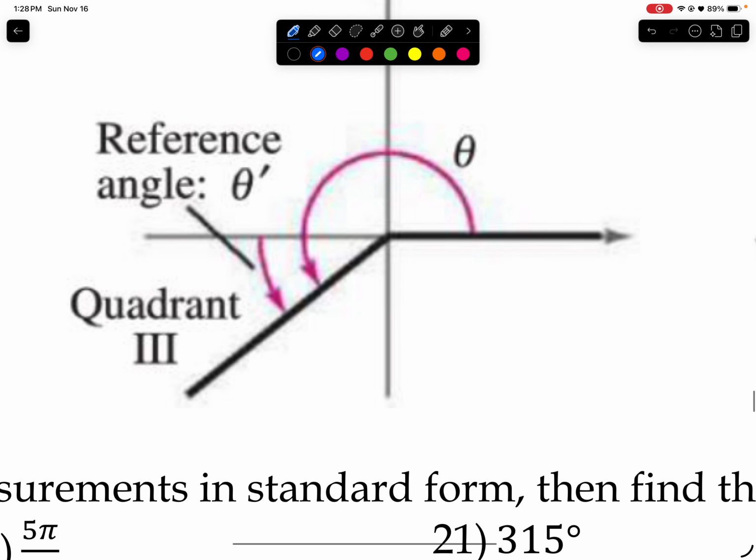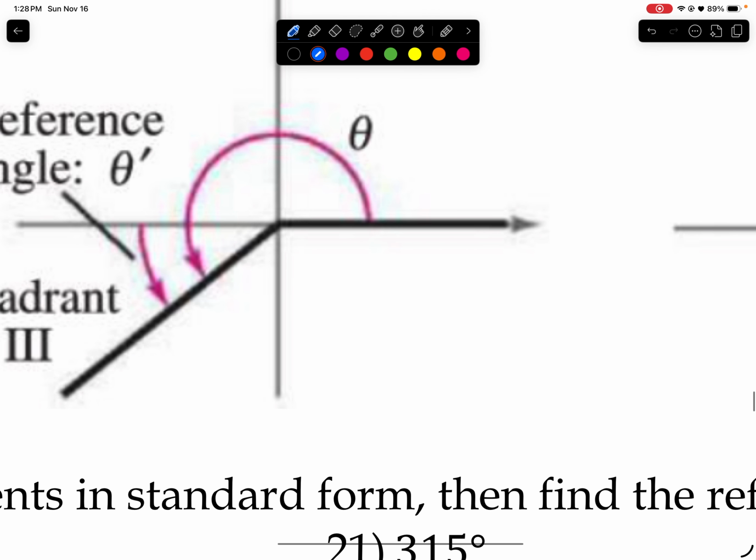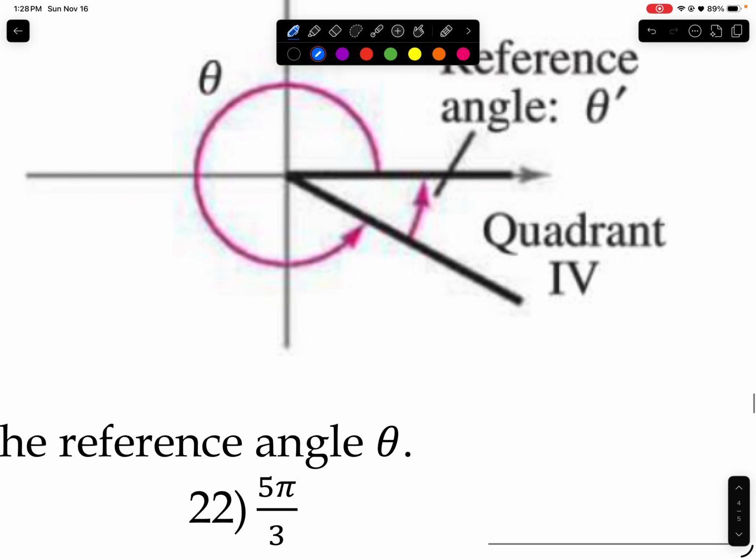Okay, and then if I'm in quadrant 3, that means I want to take the full angle here and I want to get rid of quadrants 1 and 2. So with that, my reference angle is going to be equal to the angle itself, theta minus 180, or theta prime is equal to theta minus pi if we're in radians.